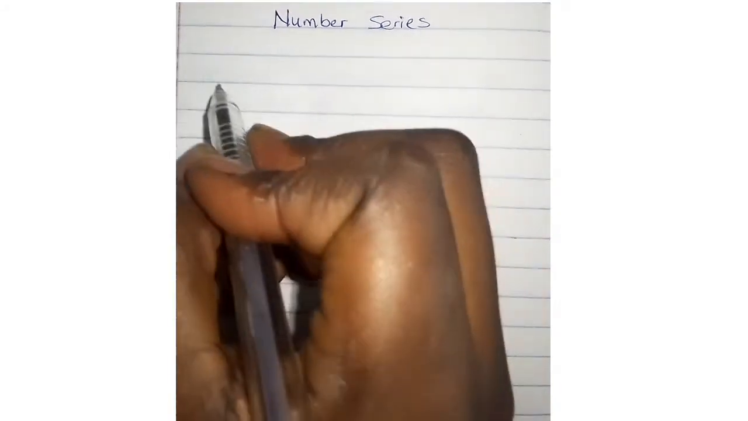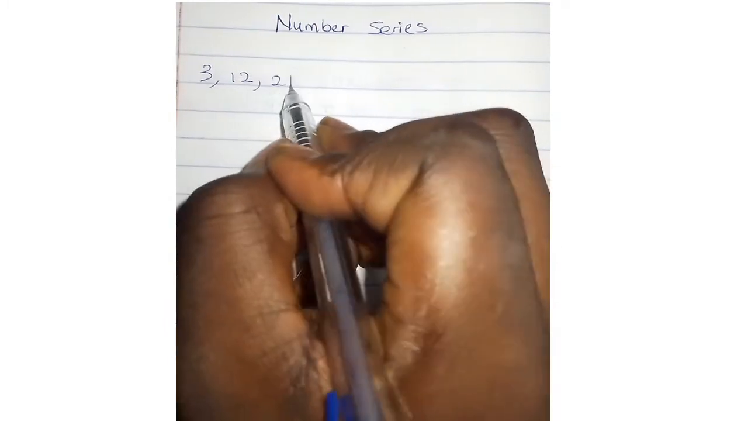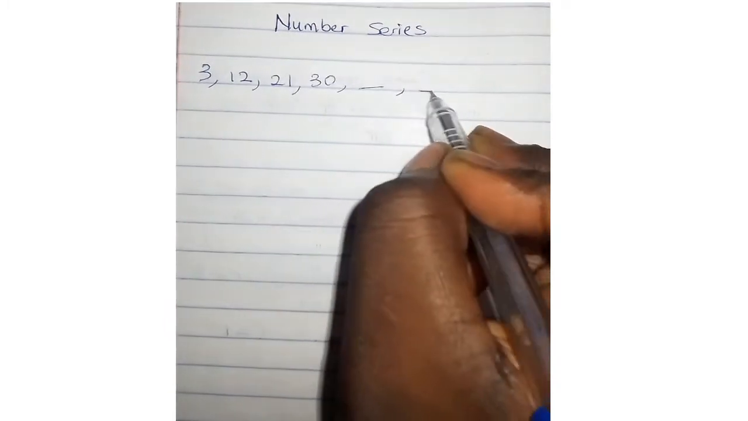In this video, we're going to talk about number series and how we can solve them. Alright, we jump into the example right away. For example, we're given the values 3, 12, 21. We're asked to look for the next three values. So how do we solve this number series?